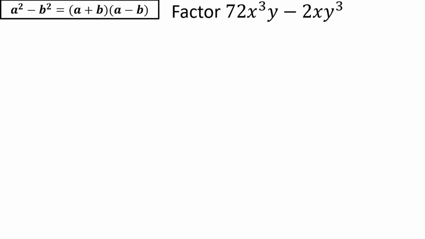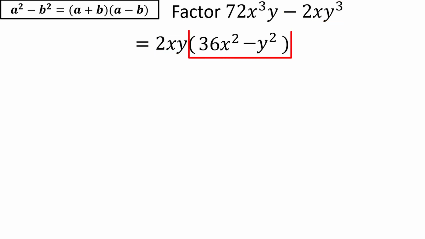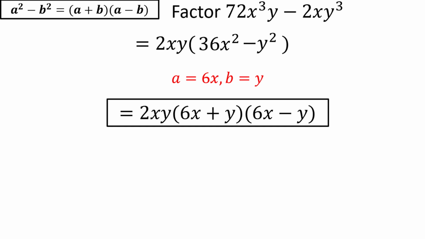How about 72x to the third y minus 2x y to the third? Again, we don't have perfect squares here, so we're going to need to factor out the GCF first. The greatest common factor of our two terms is 2xy. 2xy times 36x squared gives us 72x to the third y, and 2xy times negative y squared gives us negative 2xy to the third. Now, the part in parentheses, 36x squared minus y squared, is a difference of squares, with a equals 6x and b equals y. So that means our final factored form is 2xy times (6x + y)(6x − y).